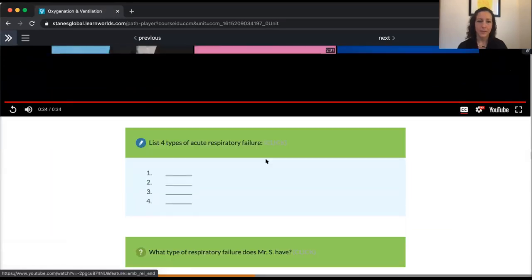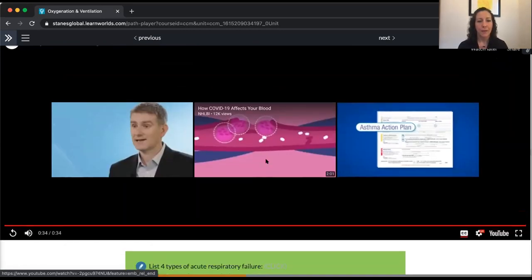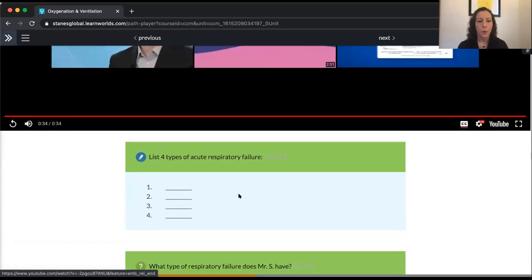Very easy, very simple, very fundamental. We all know these things. So if that's how we breathe and that's why we breathe, what are the types of respiratory failure, acute respiratory failure? There's a potential for four answers. So in the chat box, put as many as you can. What are the four types of acute respiratory failure?